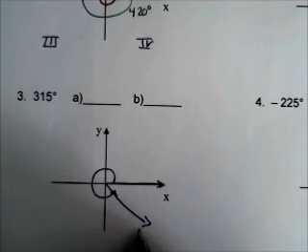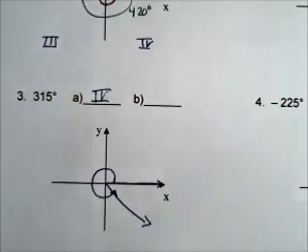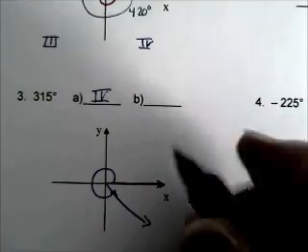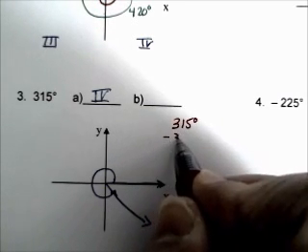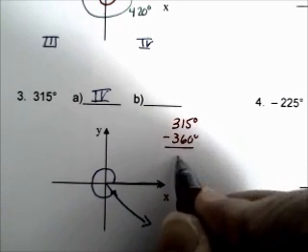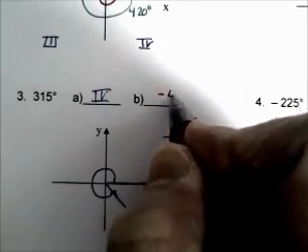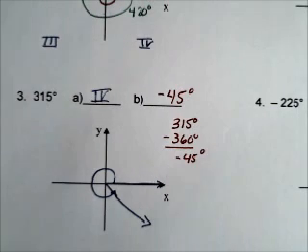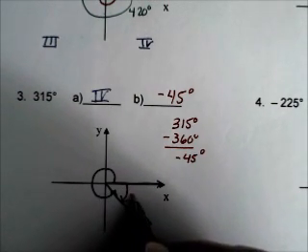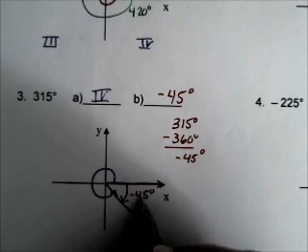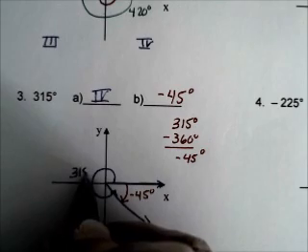The terminal side of this angle is in quadrant 4. The coterminal angle, I'll take the 315 and subtract 360, get negative 45. So the coterminal angle is negative 45 degrees, and we'll indicate that right here. Let me go back and label my 315-degree angle.